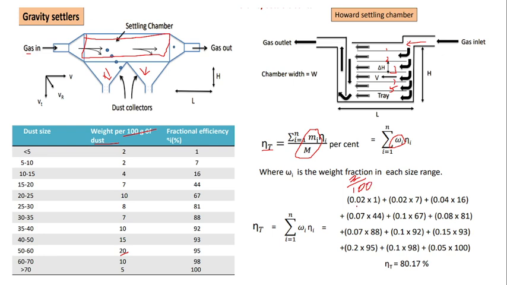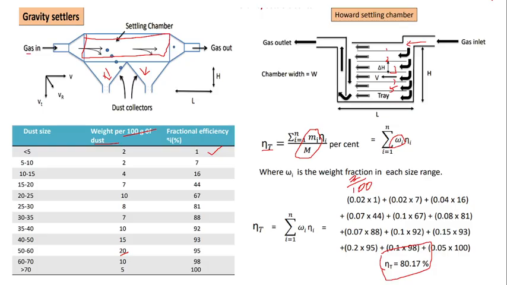So 2 divided by 100 is 0.02, and its individual fractional efficiency is given as 1. So you have to multiply like this for all the dust size particles, and you have to add them. Then we will obtain the total efficiency of this method. So this is a model problem. We will see a problem of this type again later.